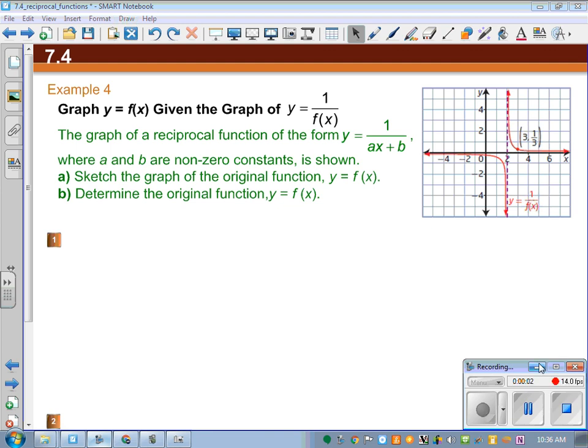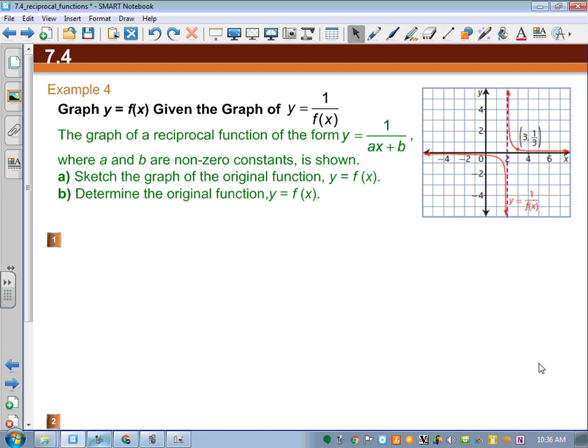7.4 example 4 goes in a bit of a different direction, and it's not a very typical question, but what it does is it gives us the reciprocal, then it wants us to find out the original. Now, the one kind of saving grace to this is they tell us that it was originally a linear function, and that does make the question a little bit easier.